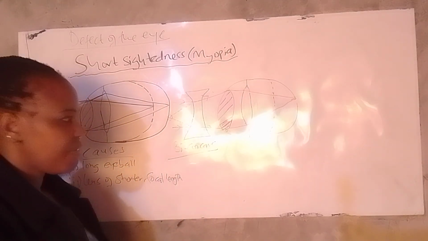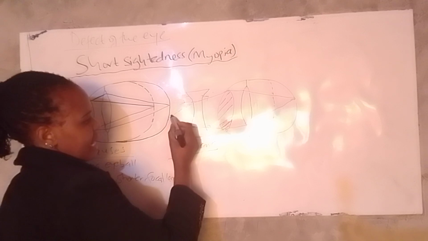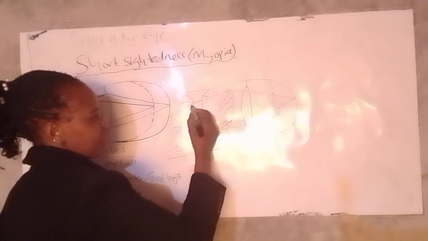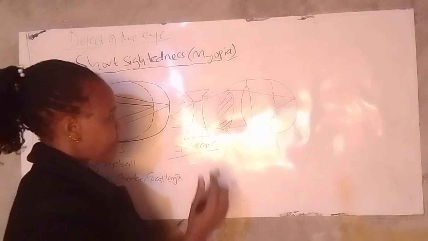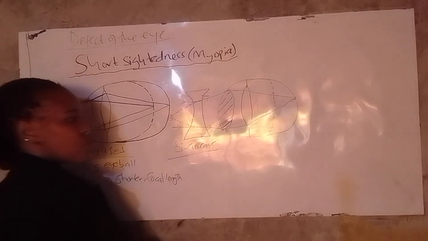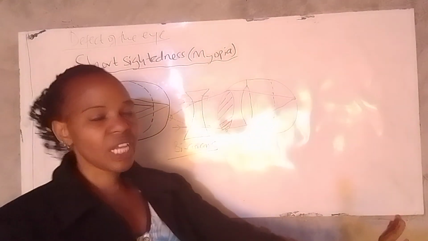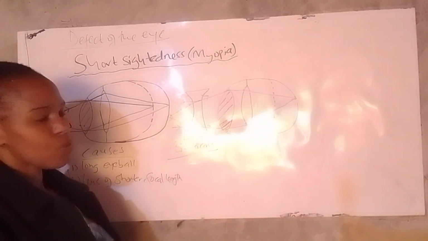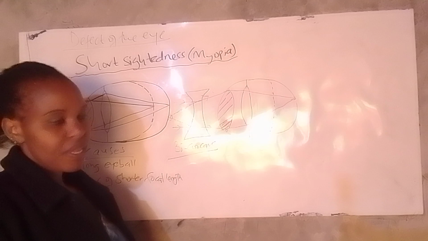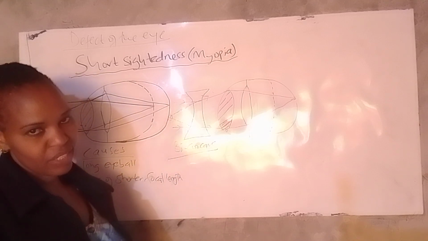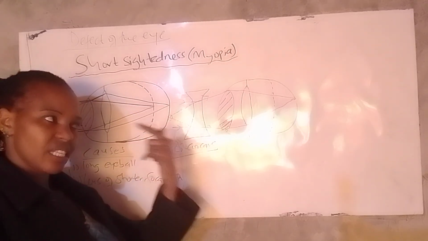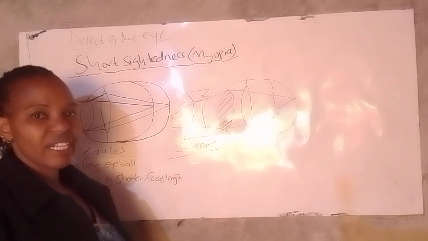Why am I saying the object is virtual? The rays look like they are coming from this object here towards the cornea. But the reality is they are not coming from here, they are coming from this direction. So it's like you have brought the object closer to the eye. You have moved it from very far, and you have brought it closer to the eye. That object is a virtual object. Of course, it's not the real object. It's on the same side as the diverging lens.